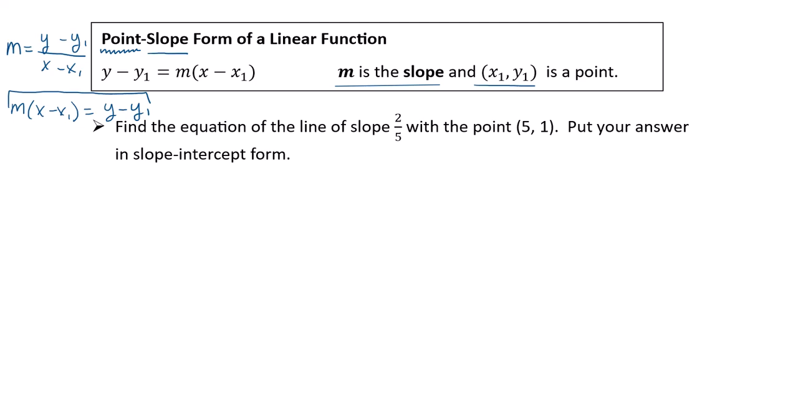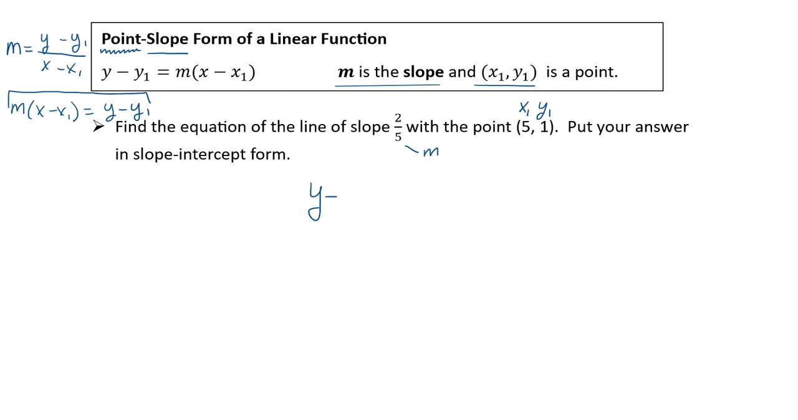So we're ready to find the equation of a line with slope 2/5 and the point 5, 1. And we'll put our answer into slope-intercept form. Okay, so this is not an intercept. We know this because this is not 0. If this was 0, then we would know we have a y-intercept. That's not the case here. This is just an arbitrary x sub 1, y sub 1 point. And my slope is 2/5. That's my m. So let's put it into our point-slope form.